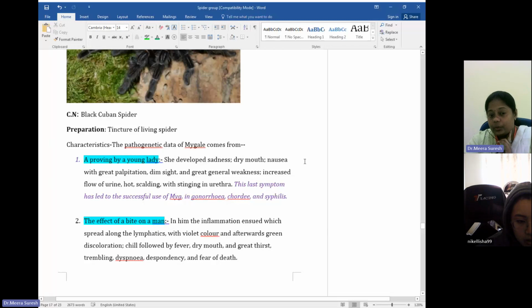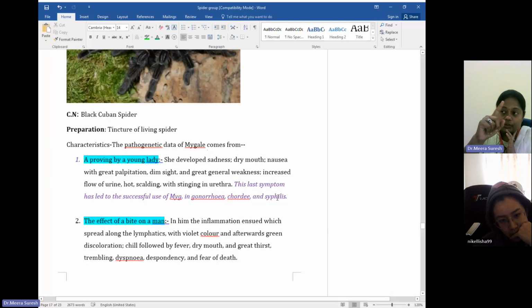And when it was proved, we have some similar symptoms, like dry mouth, which is common in both. And here also there was palpitation, dim sight, great general weakness, but they had a characteristic symptom: there was increased flow of urine, hot, scalding, and stinging in nature, or stinging pain. Because of that symptom, Mygale is usually given for gonorrhea, herpes, and also syphilis.